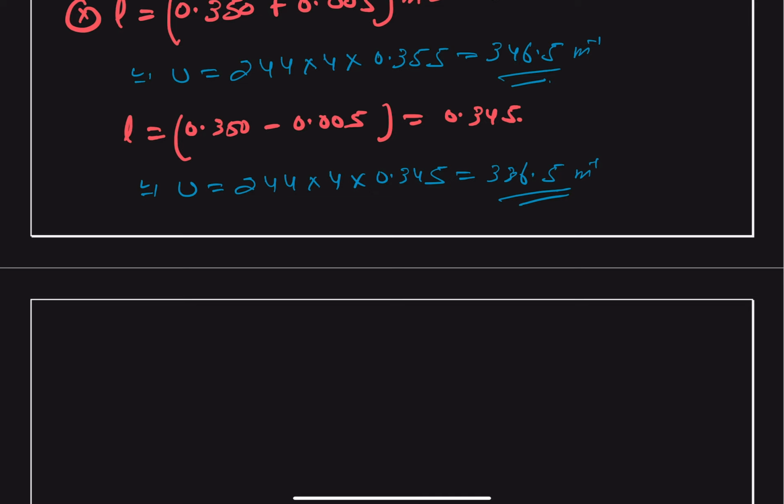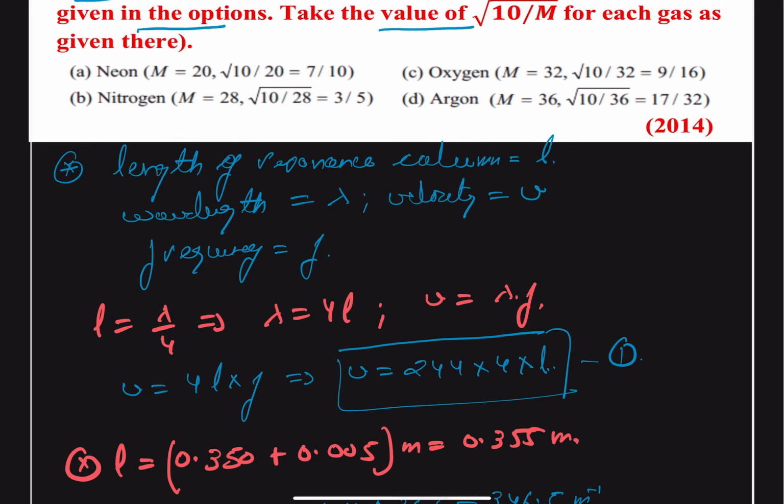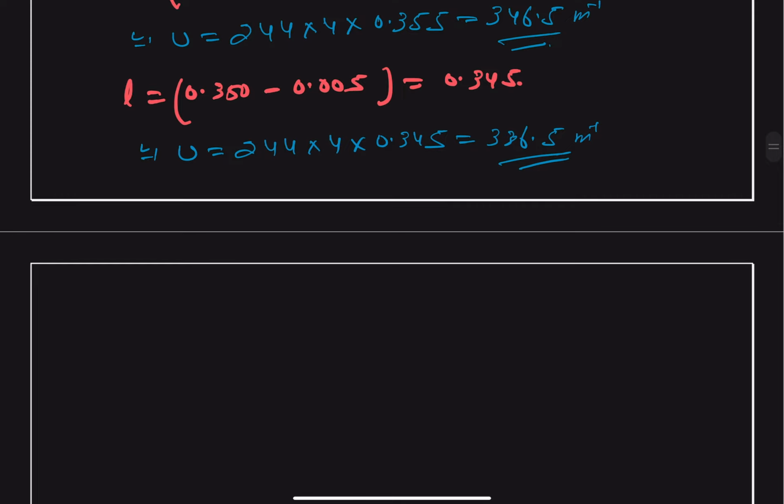So for this value of velocity, we have been given 4 gases: neon, nitrogen, oxygen, argon. We are going to find out the value of velocity for each of the gases, and then we are going to make the comparison with these two range values of the velocity, which will help us in identifying what type of gas will be present in the tube.